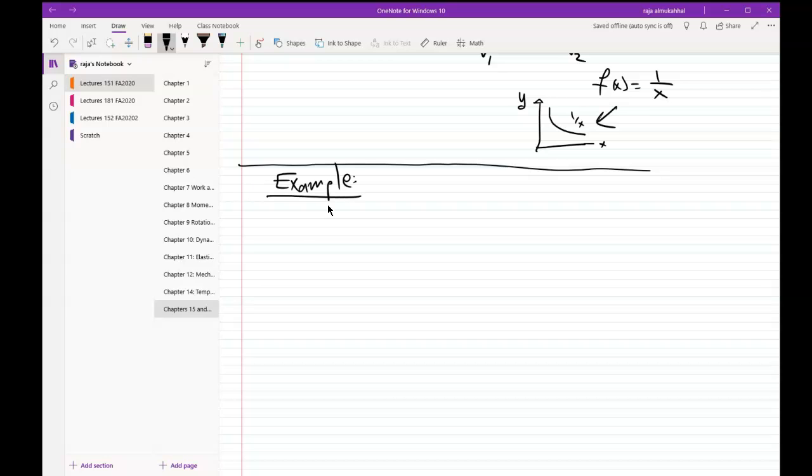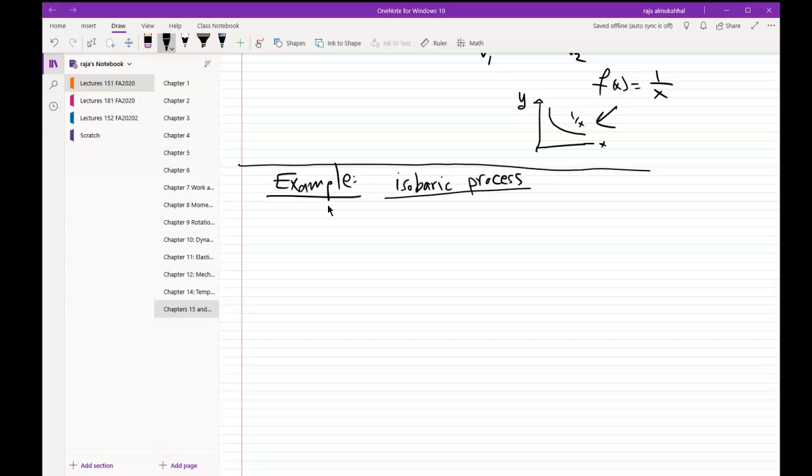Okay, the title of this example is Isobaric Process. Now, in those examples we're going to be using the first law of thermodynamics to solve them. You see what I'm saying?